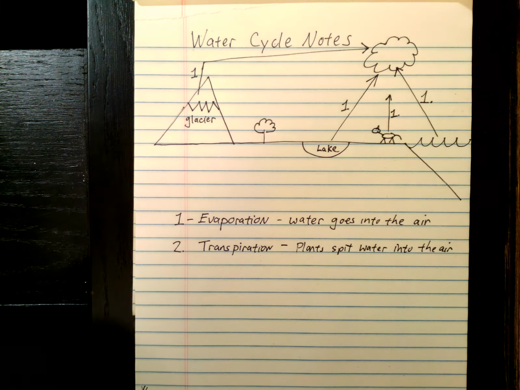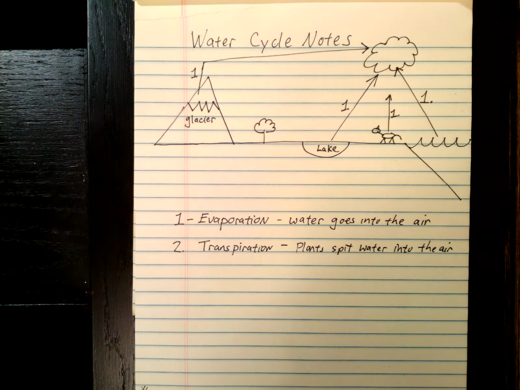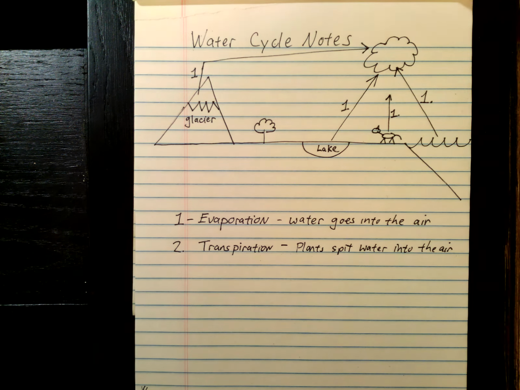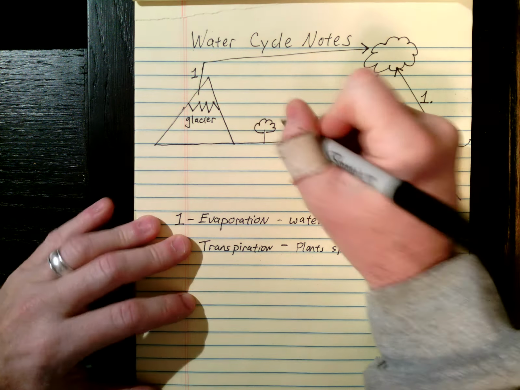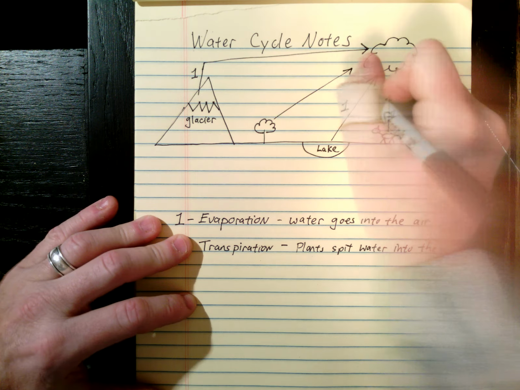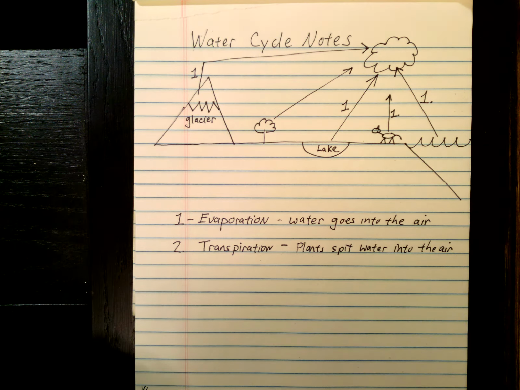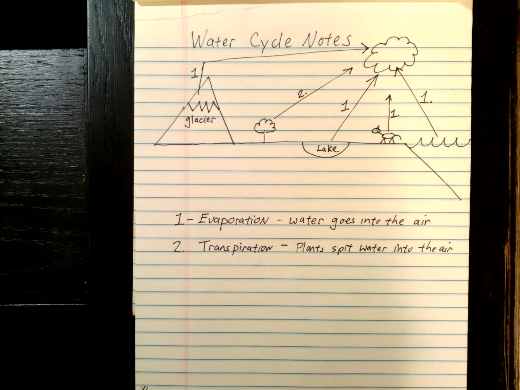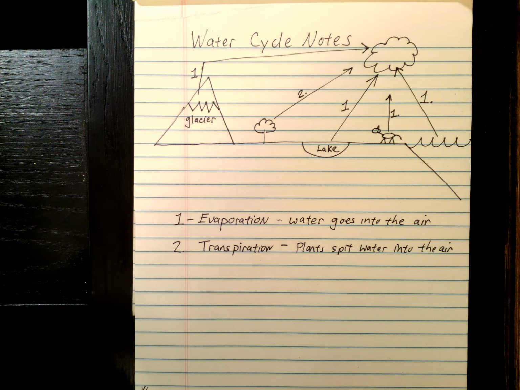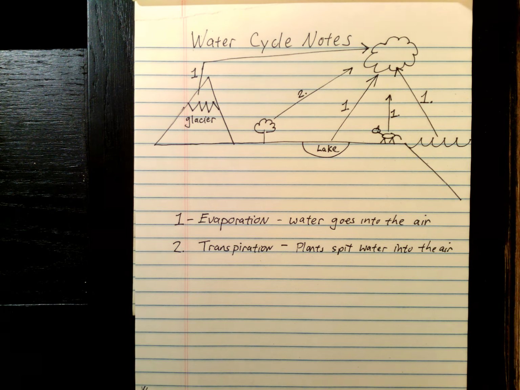That's where plants take water out of the ground and spit it up into the air out their leaves. Well, that water that is then in the air can go to a cloud and help make rain. That's part of the water cycle. I'm going to label that number 2. That's transpiration, which is a little bit different than evaporation. It's a different process.